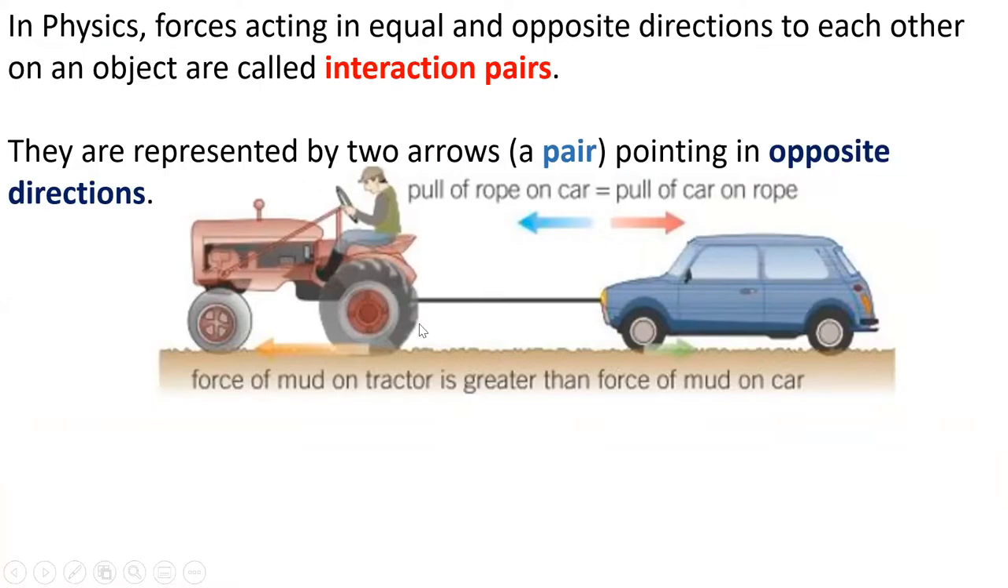So, if the rope is staying taut, so we've got the tension again there, the pull of the rope on the car and the car on the rope are going to be equal. For the tractor to actually pull this forward, the friction of the tractor on the mud has to be greater than the friction of the car on the mud. So the tractor is designed to create a lot of friction. It's got big tyres with a lot of grooves in them so that you can grip onto the mud.